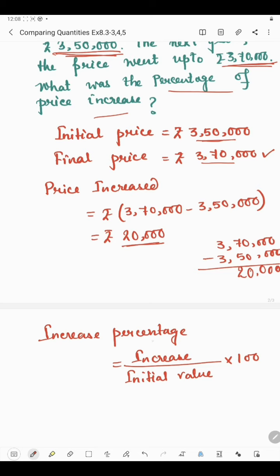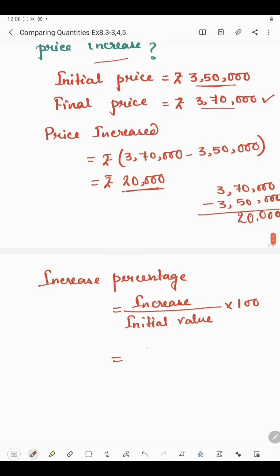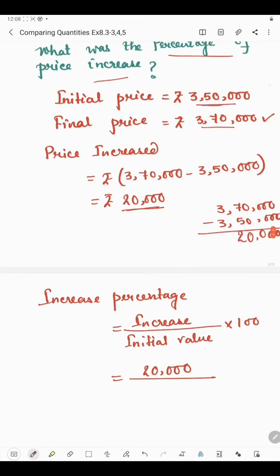So to find the increase percentage, we have to find the percentage on the initial price. So the initial price will be in the denominator. Now the increase is 20,000, and the initial value was 3,50,000, multiplied by 100. Now 2 zeros will be cancelled, and again 2 zeros will be cancelled.